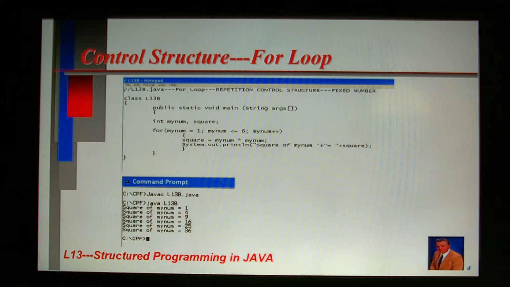Computer Program Code Model L13B.java demonstrates the for loop control structure. The for loop is a member of the repetition family of control structures. The for loop is used when the number of repetitions is predetermined. Predetermined means fixed before the execution of the underlying computer program code.